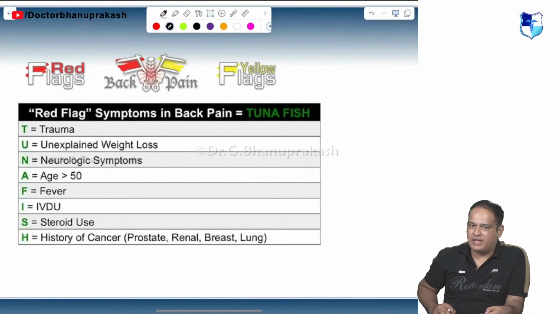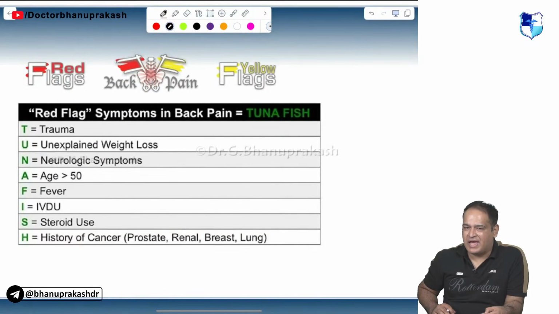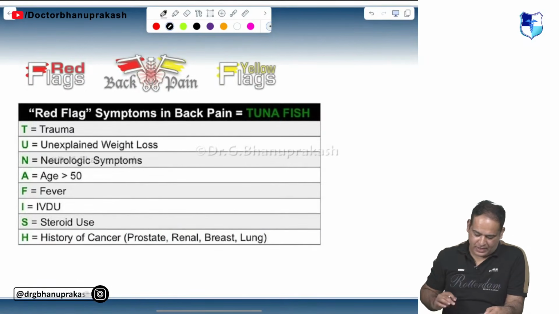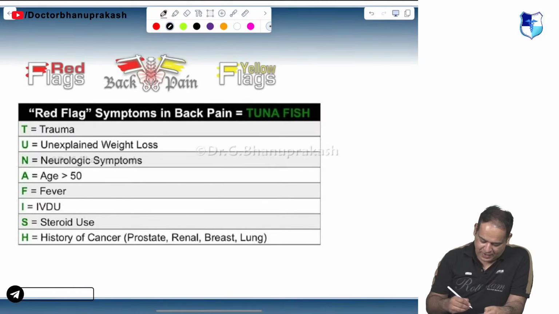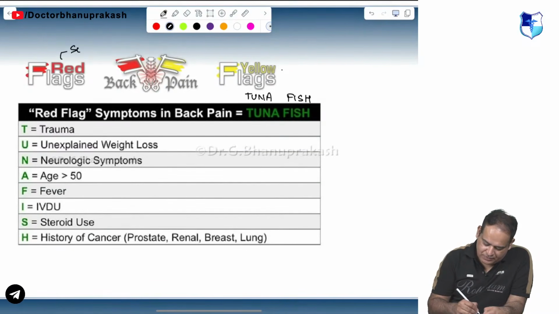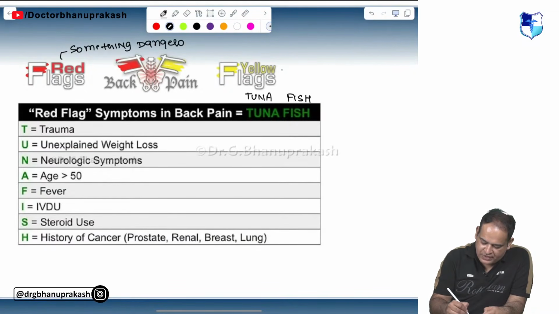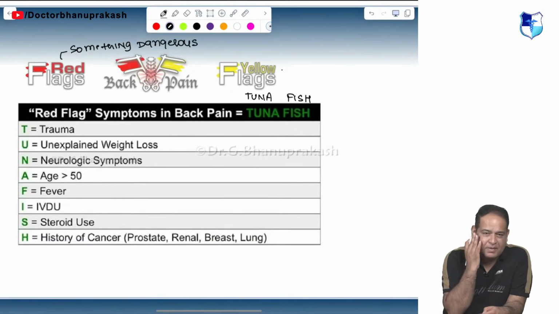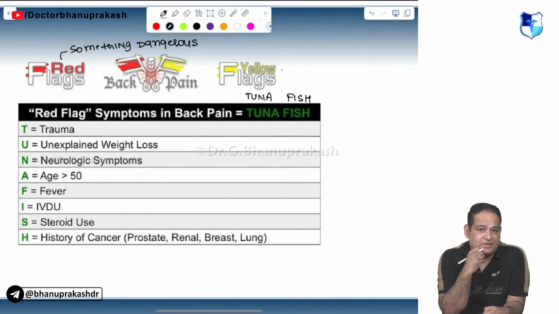3 years ago this question was asked, red flag sign of back pain. So red flag sign of back pain. What is the mnemonic? Tuna fish. Red flag sign means something dangerous, that the patient's back pain is not simple back pain, there is some cause inside.